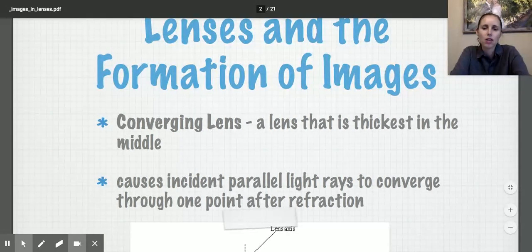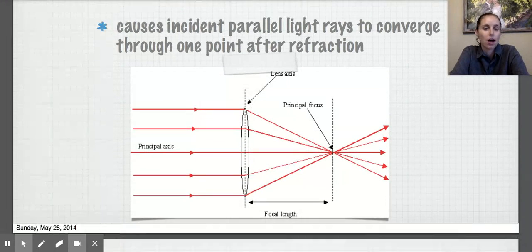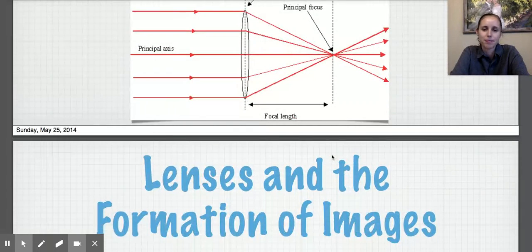First one is a converging lens. So remember we had a converging mirror that took light, reflected light, and bent it towards the normal. It's going to be the same idea with a converging lens. A converging lens is going to have the thickest part in the middle. It's going to cause a parallel incident ray to converge through the focal point of the lens. So again, we're going to have converging light. We're going to have a parallel light ray coming in, and a converging lens is going to cause that light to bend towards the normal. It's going to cause that light to bend towards that converging lens right in here.